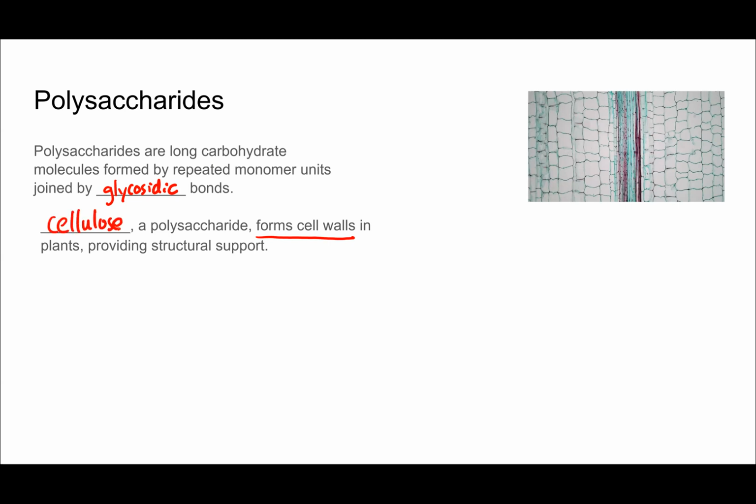As you can see in the picture on the right side, it's a picture of many plant cells. The green boundaries represent the cell wall, which is made of a particular type of carbohydrate, a polysaccharide called cellulose.